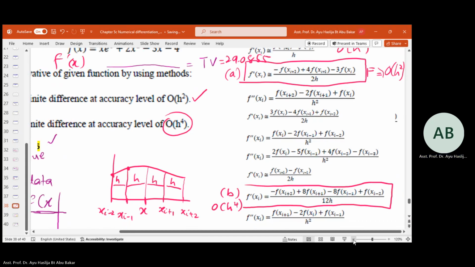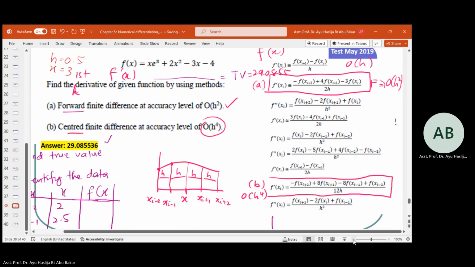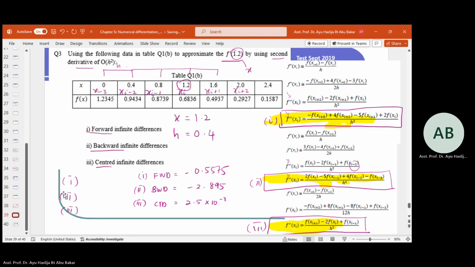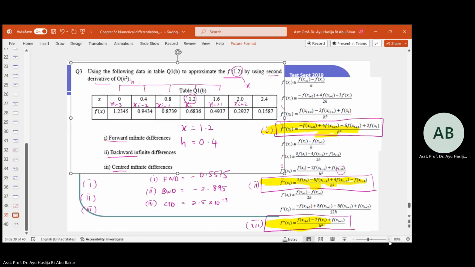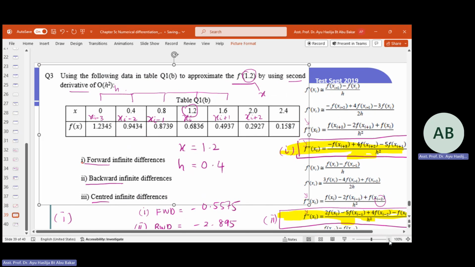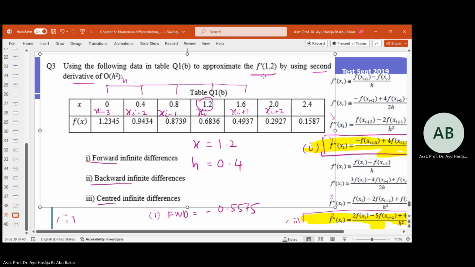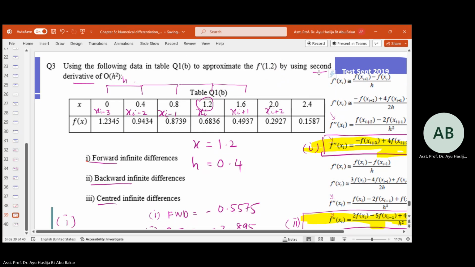Okay. Now, I want to share with you the question for test September 2019. I apologize for the ink, I forgot to delete. Now I want to discuss only because we are running out of time, just to identify what are the values that you need to find.